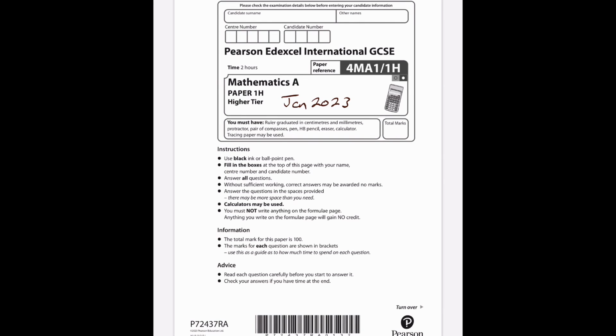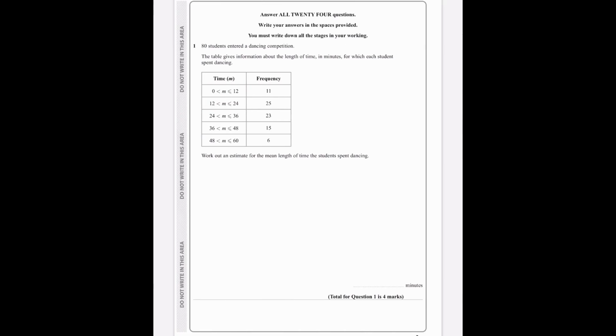Okay, welcome to the January 2023 4MA1 1H walkthrough on the Edexcel IGCSE. Okay, question number 1 is a group frequency table.